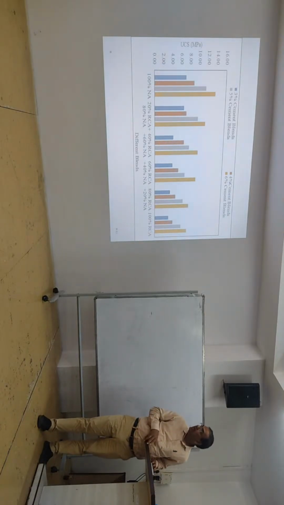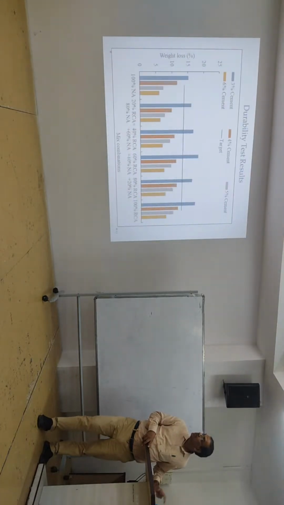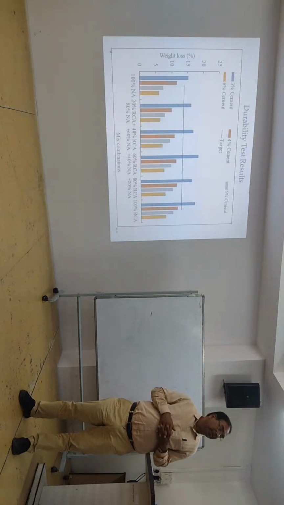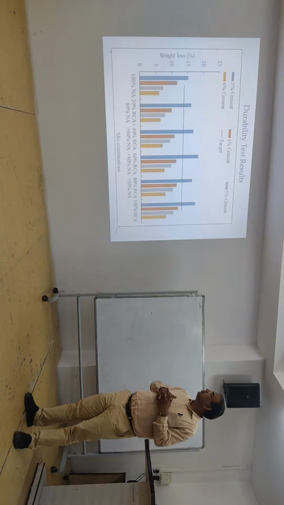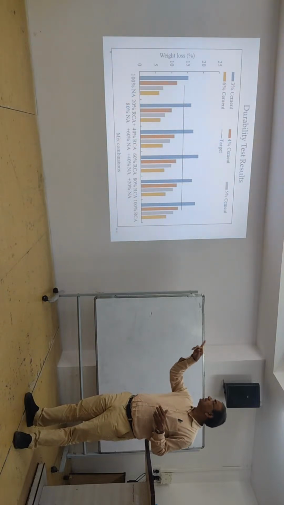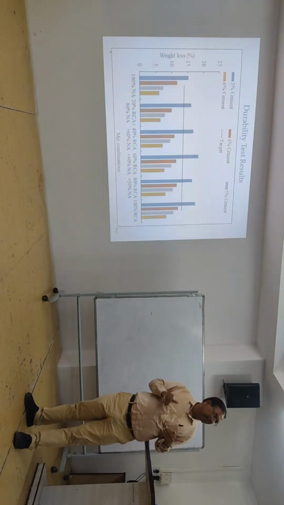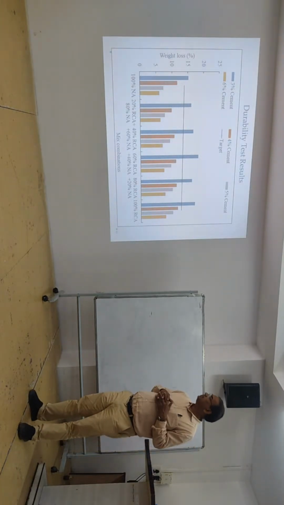For different blends, durability also, weight loss. We can see here there is not so much weight loss. The target is, I can see, even with 3% cement we have a maximum of 15% weight loss. So all are coming under par. So even these materials can be used for different constructions.